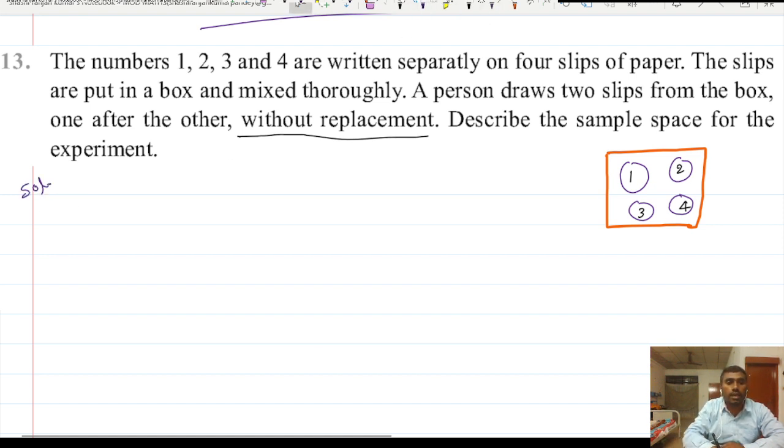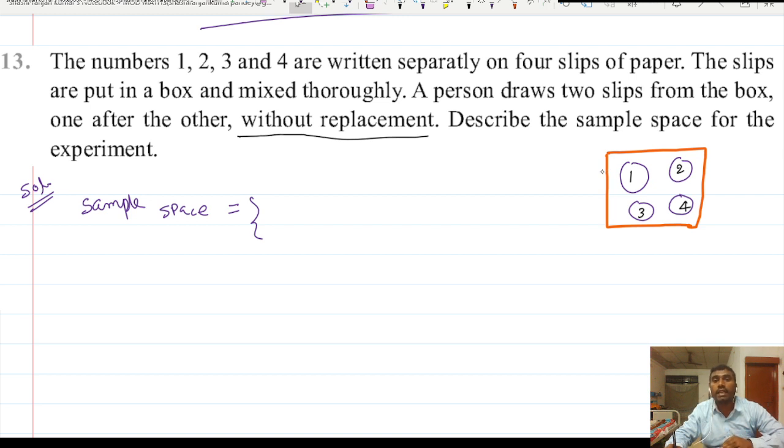So for the solution, we have to write the sample space. So what may be the case? See here. First, we can get 1, and second, we can get 2. 1, 2 we can get, right? Or we can get 1, 3. We can get 1, 4. So these are the possibilities with 1: 1, 2, and 1, 3, and 1, 4, right?